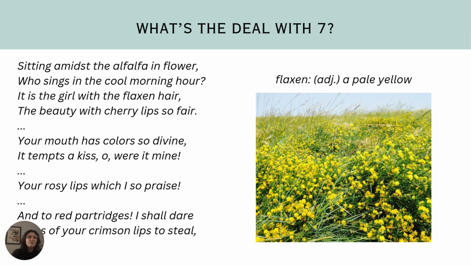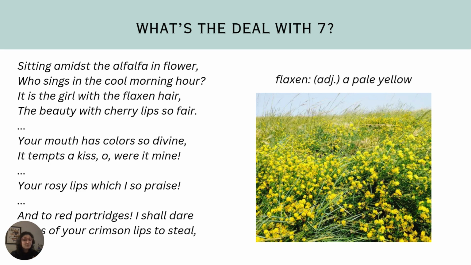To understand that, we kind of need to take a peek at the poem that The Girl with the Flaxen Hair was based off of. Sitting amidst the alfalfa and flower, who sings in the cool morning hour? It is the girl with the flaxen hair, the beauty with cherry lips so fair. And then later we have a few more lines that harp on these cherry lips. Your mouth has colors, oh so divine. Your rosy lips, which I so praise. Red partridges, crimson lips to steal.